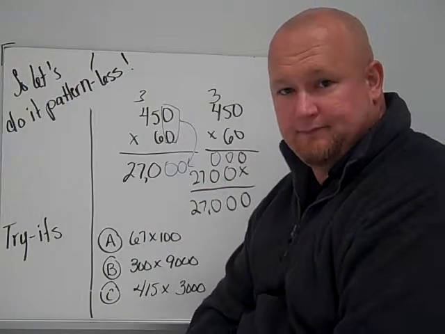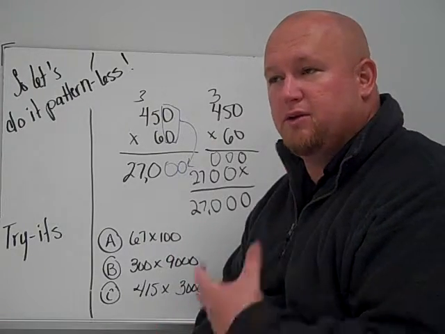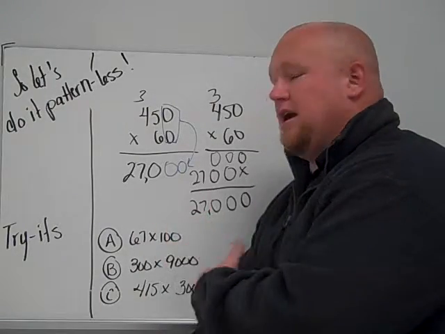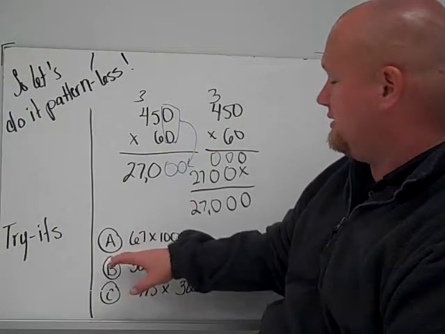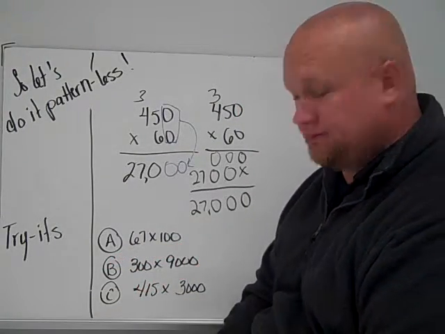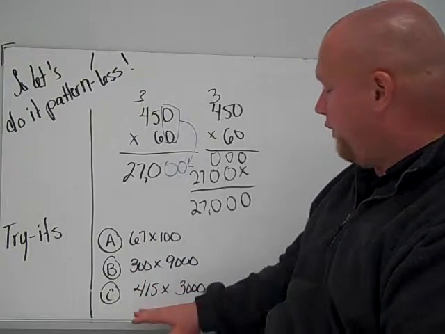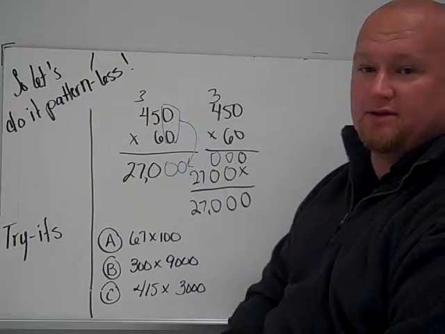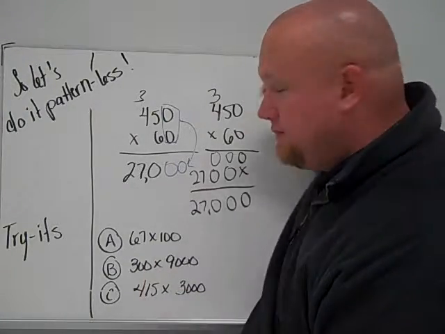Ba-bam. The big idea is that you can just multiply the numbers with a value and put all the zeros down into the bottom. What I'd like you to do is do these three triads. 67 times 100, 300 times 9,000, 415 times 3,000. All right? We're going to look at them tomorrow and we'll discuss them as a group.